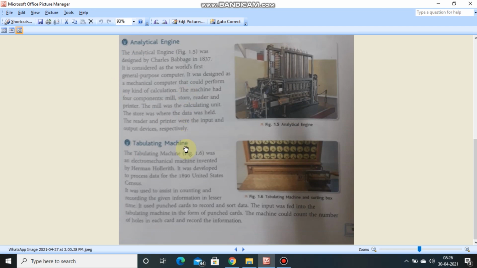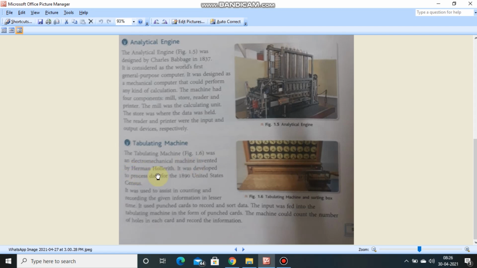The tabulating machine was an electromechanical machine. Electromechanical means it runs on electricity plus mechanical energy, like the motor which pumps the water into your tank. It takes electrical energy and rotates the motor, which makes the pressure and puts the water in the tank.